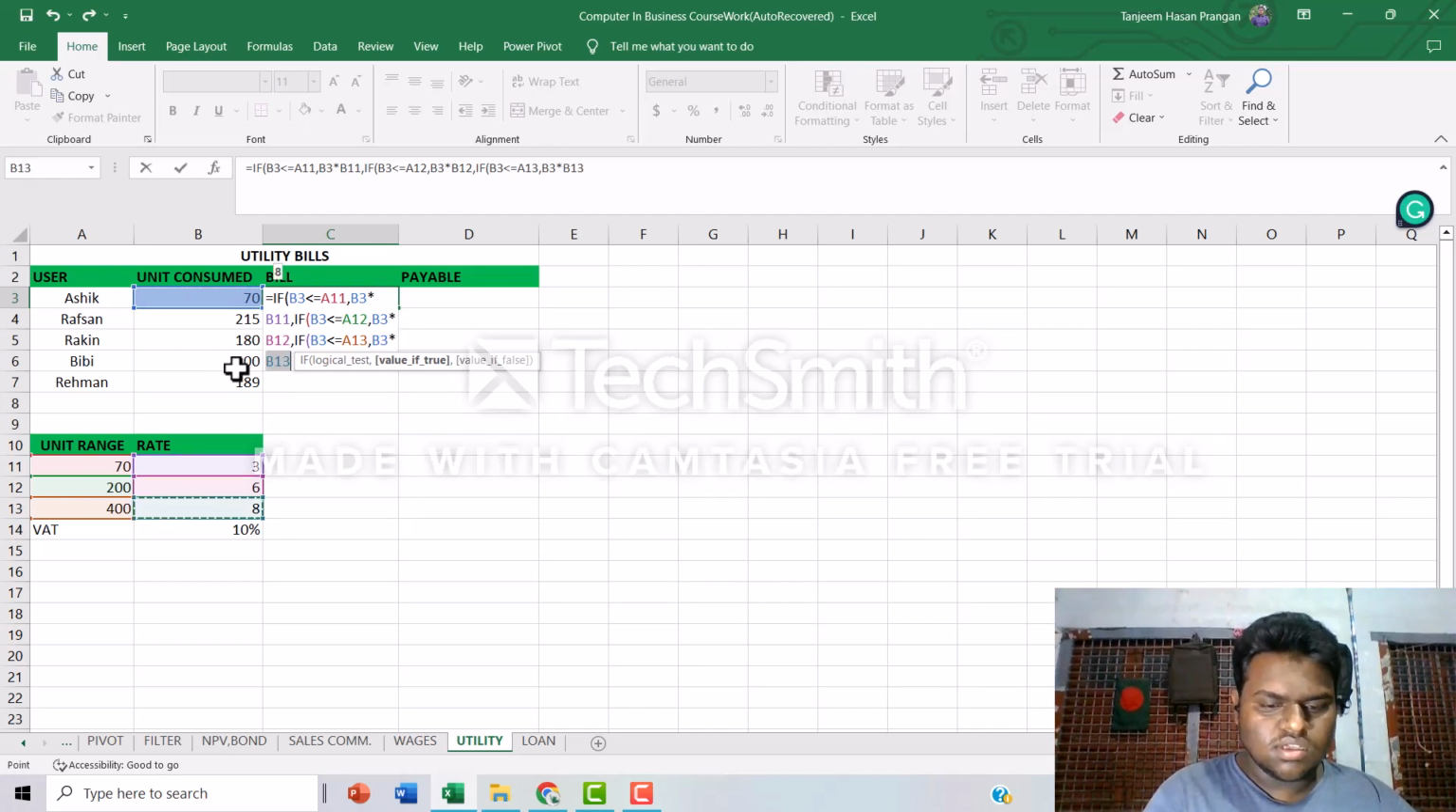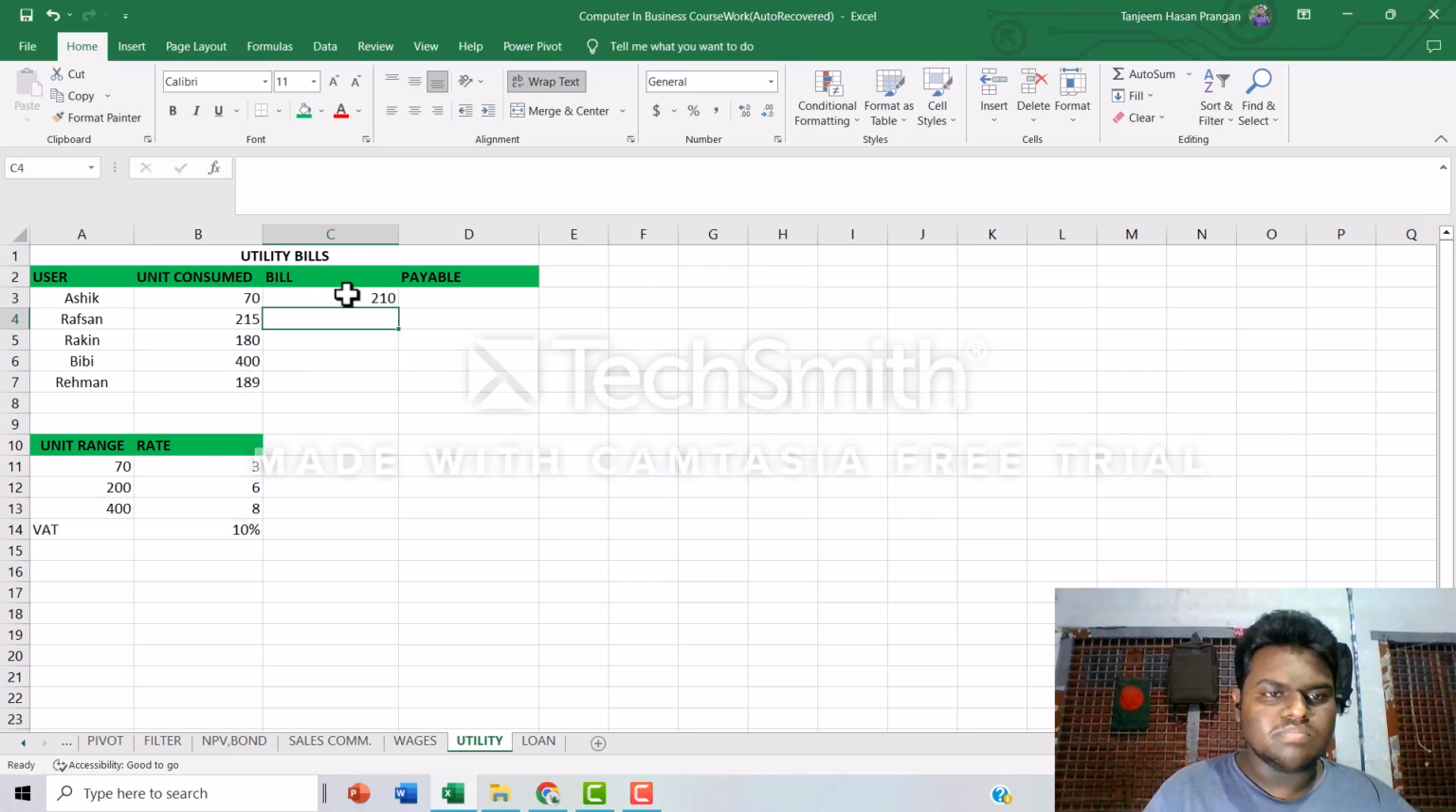And then we are closing this formula by closing our bracket. So this is the formula to calculate the bills. Yes, this is the bill. And now we are going to the next phase, which is to freeze all the things except this unit consumed, because it is changeable. So except this, we are going to freeze them all.